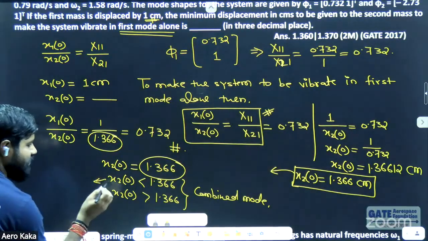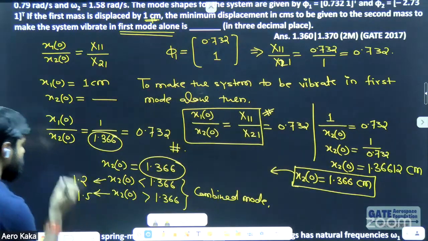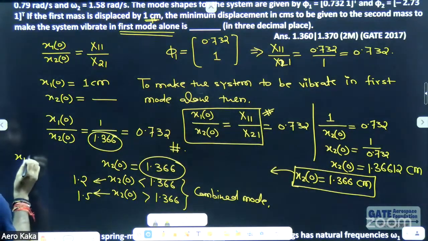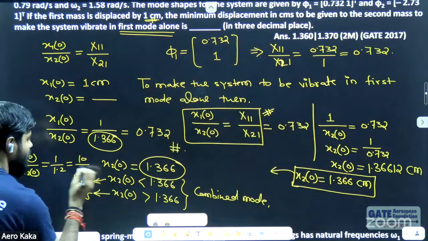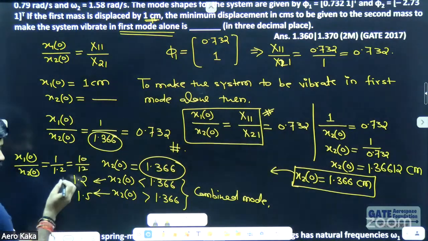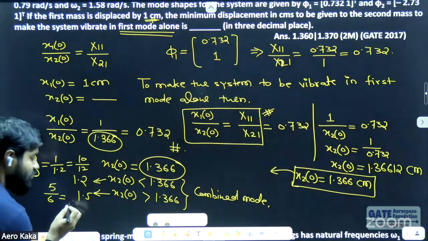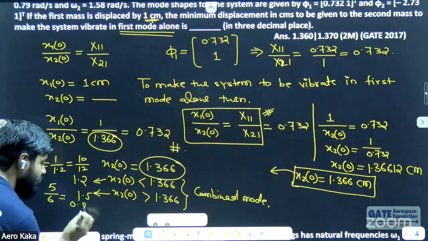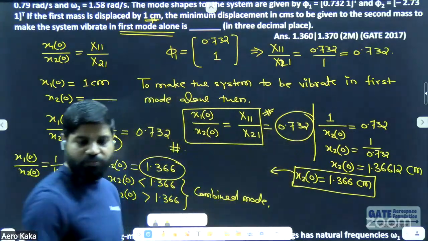For example, consider x20 higher than the earlier value, say 1.2. Take the ratio: x10 upon x20 is 1 upon 1.2, that's nothing but 10 by 12, which is 5 by 6. 5 by 6 is how much? 0.833. Is it equal to 0.732?